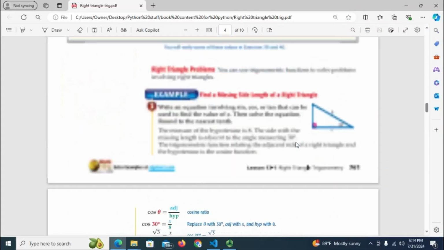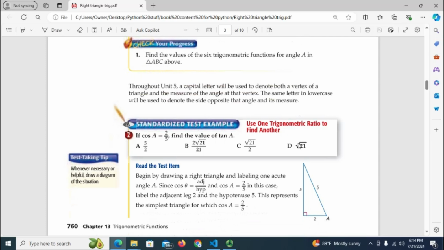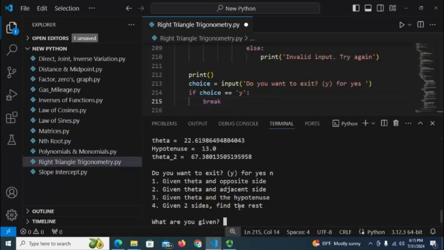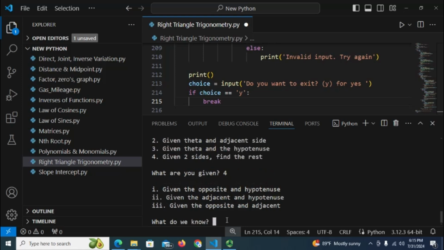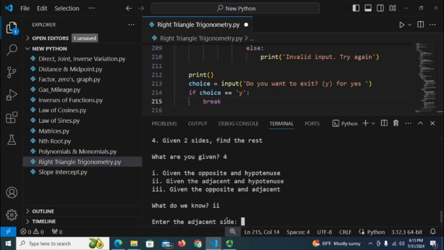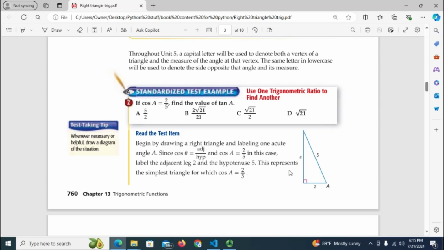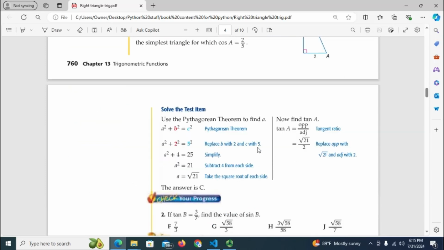Go to page 760 of our text, and we're going to do this problem here. So we know the adjacent, assume this angle is A, that is theta. So 2 is the adjacent, and then the hypotenuse is 5. So let's do that problem. So which option is that one? It is number 4, adjacent and hypotenuse. So the adjacent is 2, and then hypotenuse is 5. And we get that the opposite side is 4.58. And is that what we're solving for? Let me see. A. Yes. So it's root 21, basically.